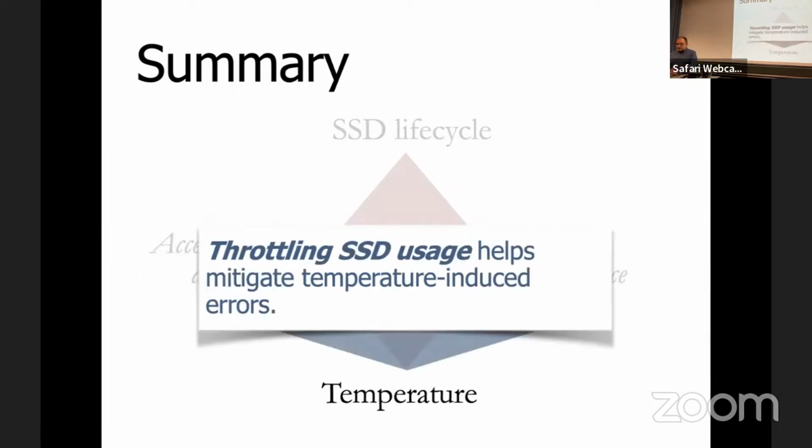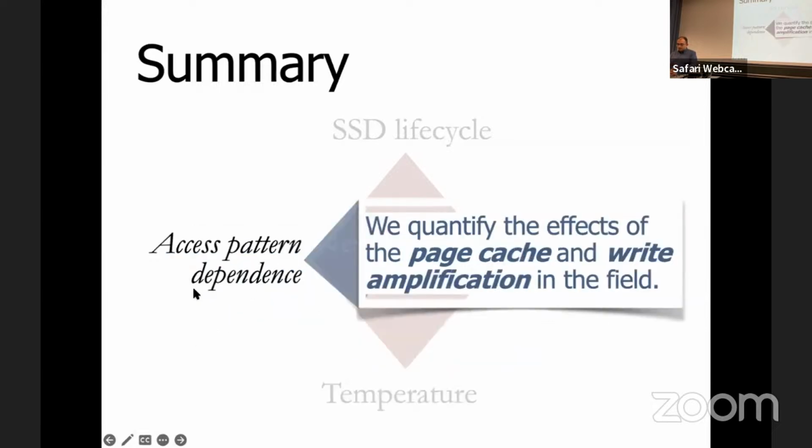And throttling SSD usage helps to mitigate the temperature-induced errors that we have shown. And for access pattern dependence, we quantify the effect of the page cache and write amplification in the field. Page cache is the internal DRAM buffer that we have inside the SSD. And write amplification, we also discussed it, right? Because of garbage collection, for example, you need to copy things from one block to another block. That causes a lot of internal writes, which in the end add up to the total number of writes, which is write amplification. In the paper, we also quantify the effect of that. You can check and read about it.